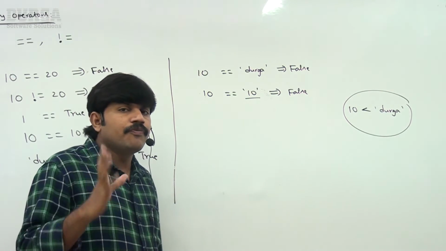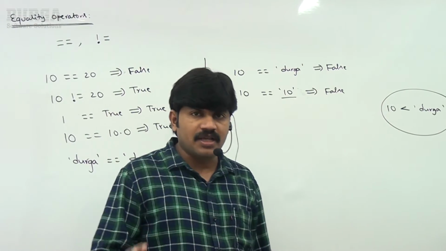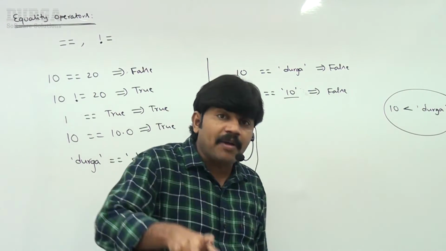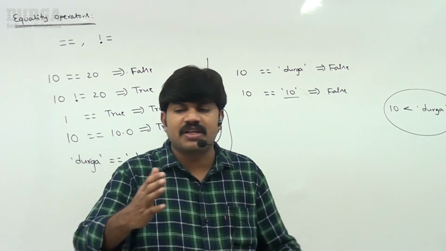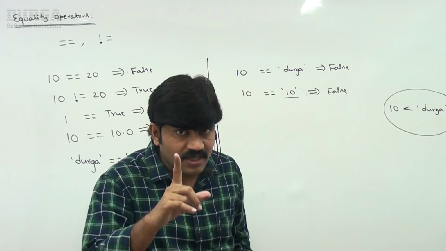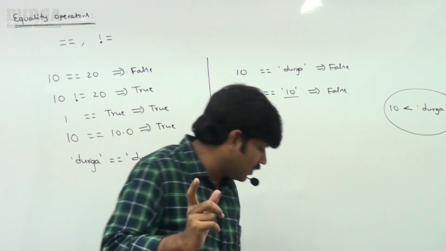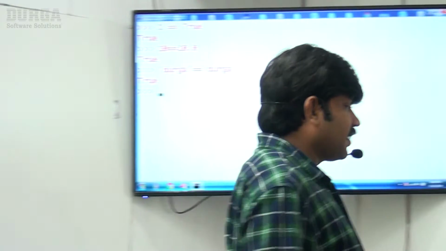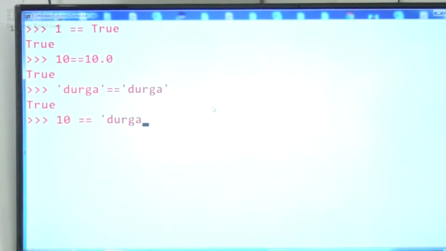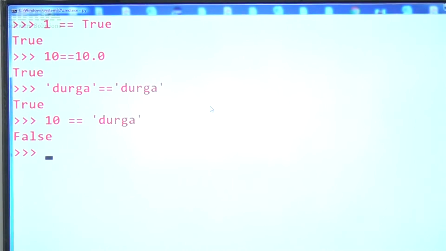So if you are trying to apply the equality operator, the double equal operator, between incompatible types, there is no compatibility. One is a number type, the other one is the string type, then immediately we are going to get false as the answer. Double equal operator, observe that. Have a look once, sir. I'm taking 10 double equal to Durga, perfectly the answer is false.